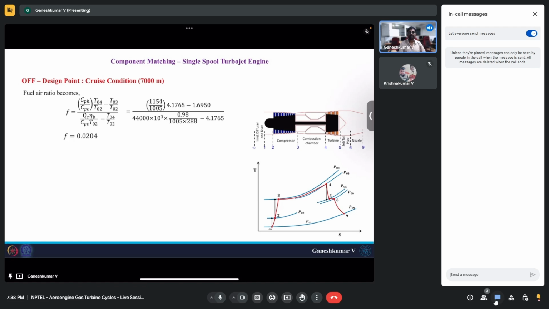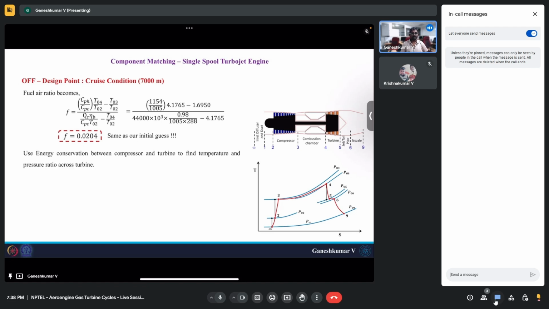If you substitute this number, you will indeed get f to be 0.0204, which is the same as our initial guess, because I already did this calculation. I know this. If you take this as your initial guess, you're going to get this. Okay. If you don't know, you just start with 0 and then do this calculation repeatedly twice or thrice. By the end of the third iteration, it will converge to this value. So mostly the second or third iteration, it will converge to this value. So now we have found out two things. One is f and T04 by T02, where f is 0.0204 and T04 by T02 is 4.1765.